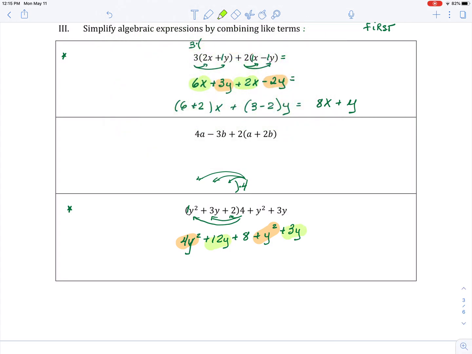And I'm seeing some like terms there, so let me go ahead, remembering there's a 1 here. I think I'm going to skip a step here now, so I'm doing 4y squared plus 1y squared is 5y squared. And then 12y plus 3y is 15y. And then don't lose track of this positive 8. You need to bring him down, even though he doesn't match any of the other terms. So when you get to that point where there are no matching or like terms, that's where you're ready to stop.